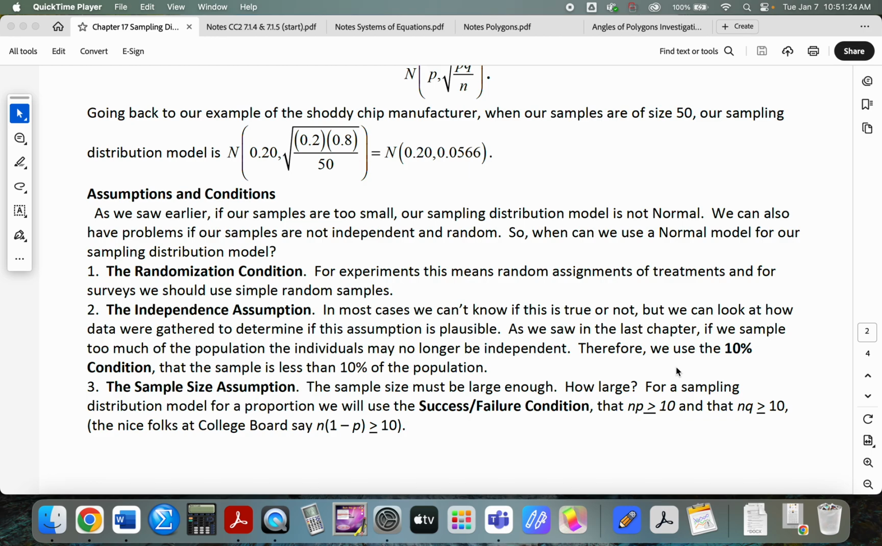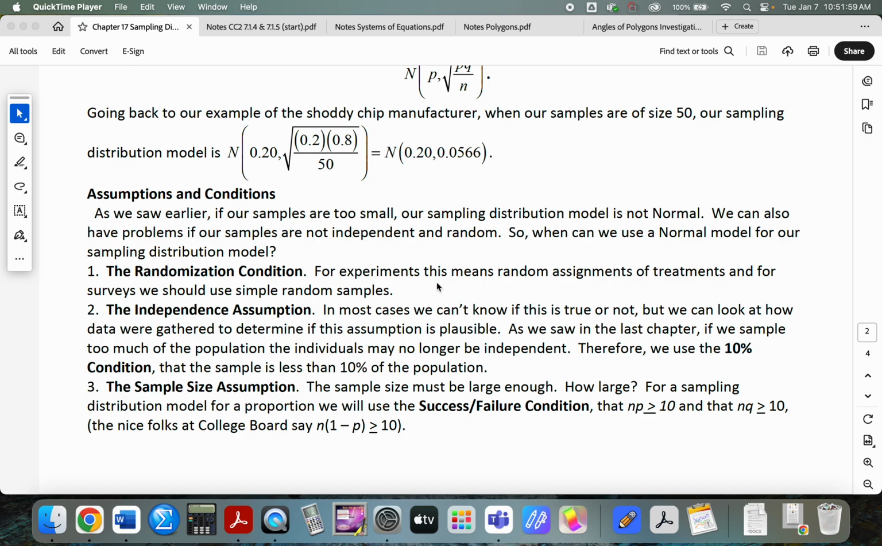What do we have to look for in order to be able to use this normal model? The normal model, by the way, would end up being a normal model where the mean proportion is 0.2, and the standard deviation of the proportion is 0.0566. That's with a sample of size 50. That's what we're going to get.